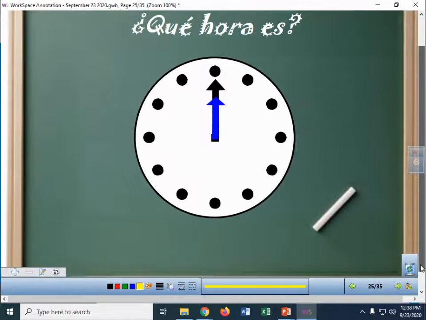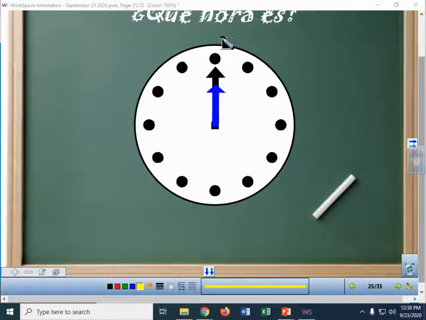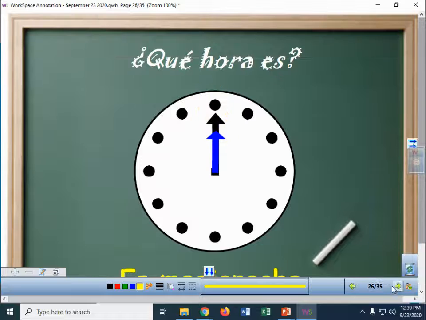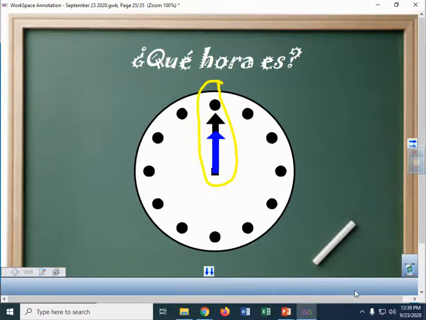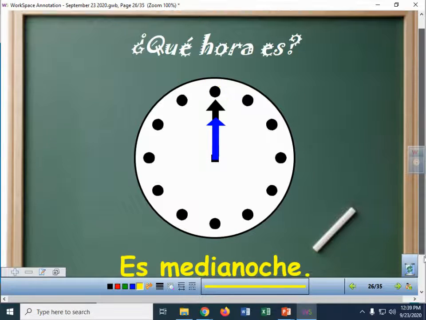¿Qué hora es? So here it's 12, but remember that we have learned another way to say midday and midnight. Now, we're not saying if it's AM or PM, so you're going to have 2 answers for this. Es medianoche.